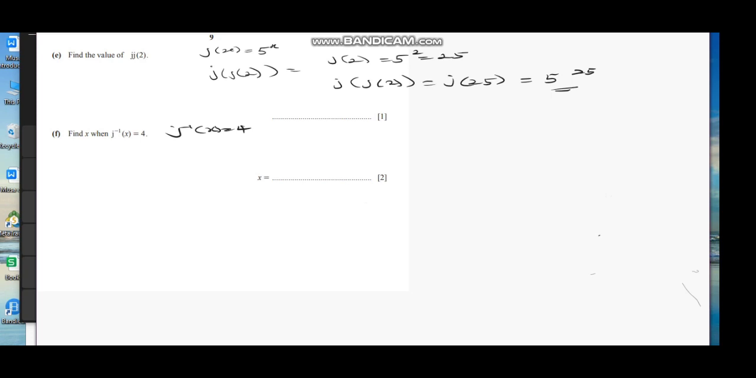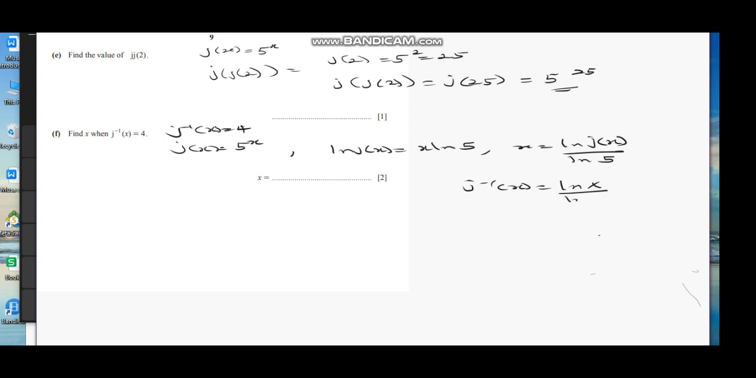Since we don't have our j inverse, we have to get it from j of x. It's 5 raised to the power x. So we make x the subject of the formula, introduce ln to both sides, and you have ln j of x equals x ln 5. Then you can say x is ln j of x over ln 5. So at this point, we can change our x to j inverse of x and change j of x to x. So j inverse of x is ln x over ln 5. So we can now equate to get our x. This is ln x over ln 5 equals 4.